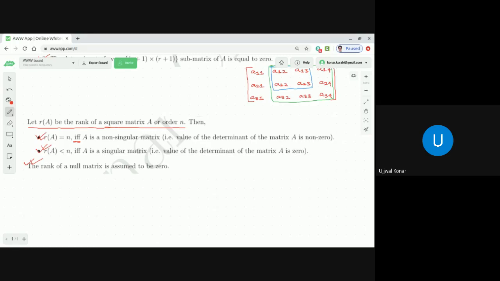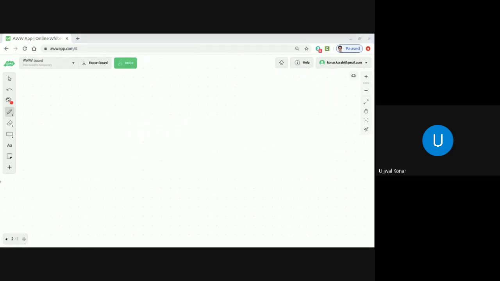Now what we are going to discuss, dear students, is how to find the rank of a matrix. What are the steps you should follow to find the rank of a matrix? And after that, we will look into one problem. We'll take a matrix and find the rank of that matrix. So our next point of discussion is the steps to find the rank of a matrix. First I will tell you the steps. After that, I will take one example and show you how the rank of a matrix is obtained.